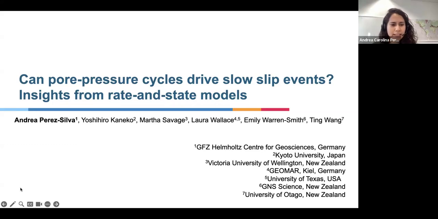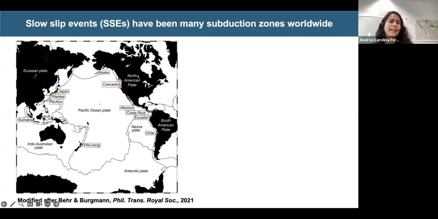So I'll start with something that is well known, that is that slow slip events have been detected in many subduction zones worldwide. So this is a map of different regions where slow slip events have been observed geodetically. And as you can see, this phenomenon is pretty widespread. And one of the challenges of slow slip is to try to explain why they are so ubiquitous.